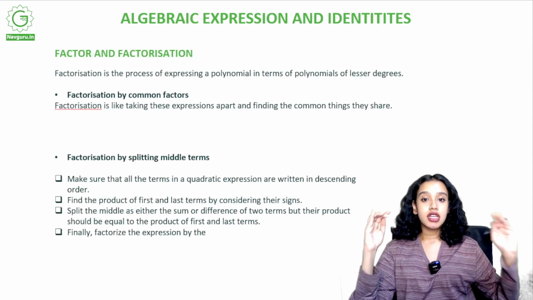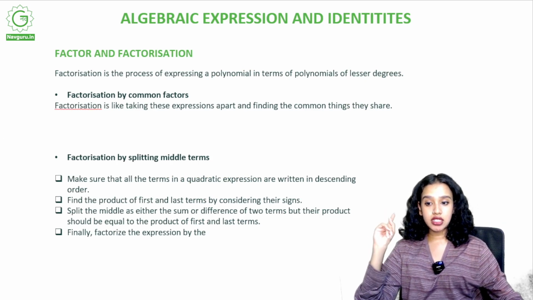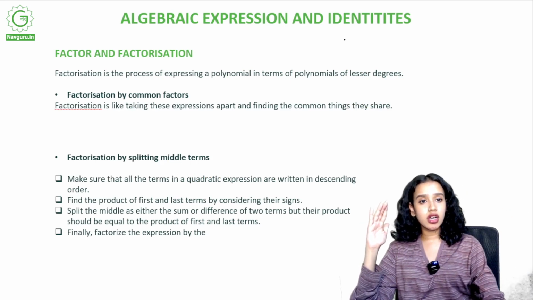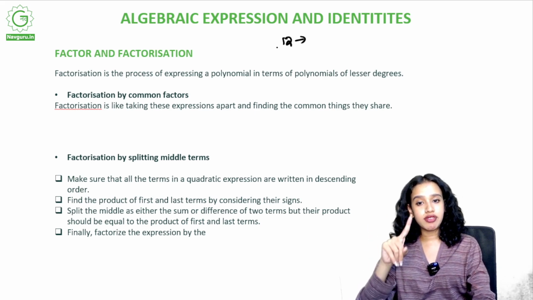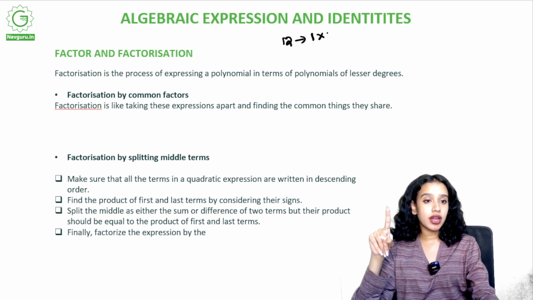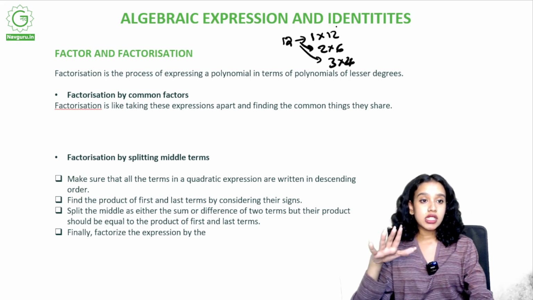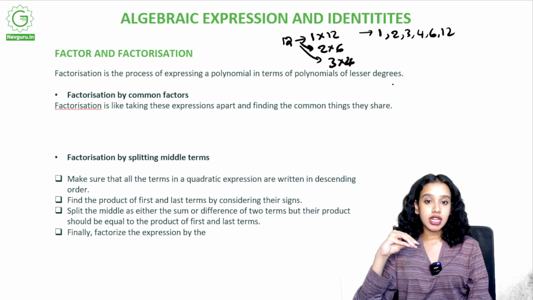I hope it's clear. Now let's move on to factors and factorization. What are factors and what is factorization? We know what factors are when we are talking about any number, right? When we are talking about the factors of 12, how do we find them? We know that 12 is 1 into 12. We could write 12 as 2 into 6. We could write 12 as 3 into 4, right? All these ways we could write 12. So the factors of 12 would be 1, 2, 3, 4, 6 and 12, right?